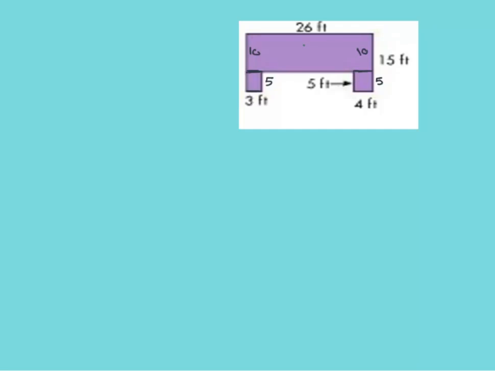Now I have first part, second part, and third part. I have 3 parts. First I'll find A1, the area of the first figure. The length here is 26. Multiply by 10. The answer is 260. The units here, feet square.